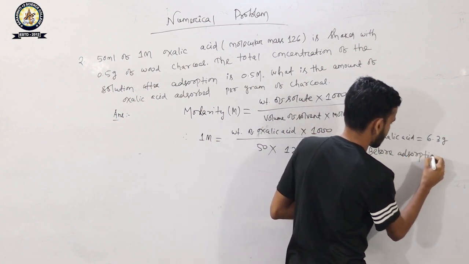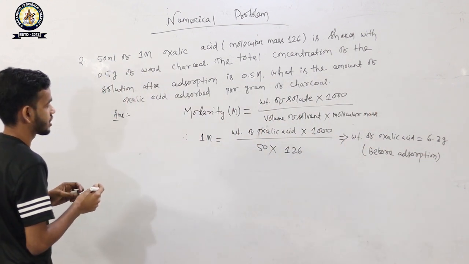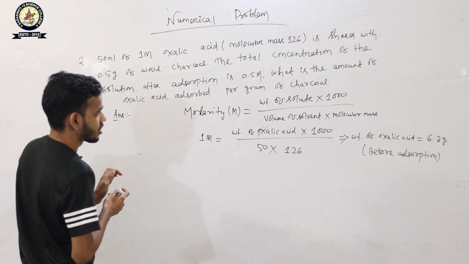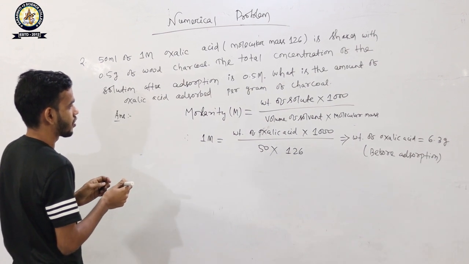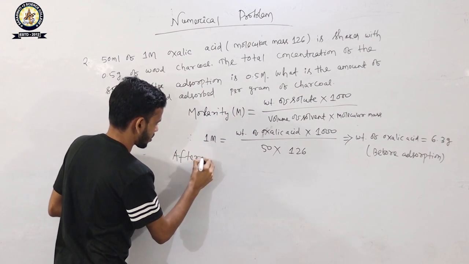So before adsorption, whatever the concentration and the volume of the solvent that is given, in that there is actually 6.3 gram of oxalic acid. Okay, so what happens after adsorption?